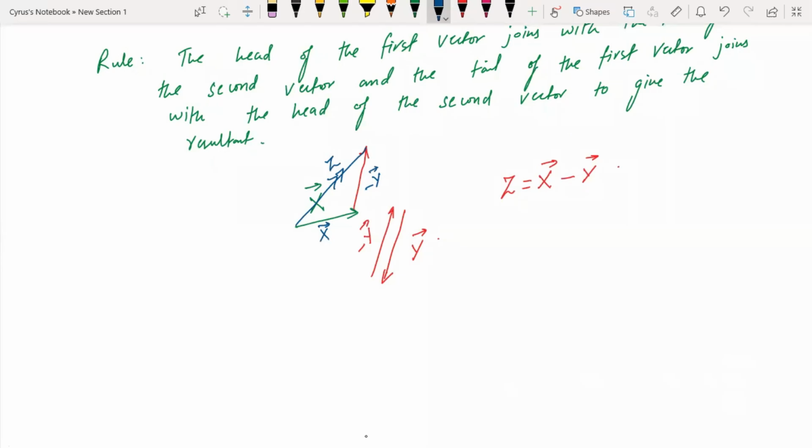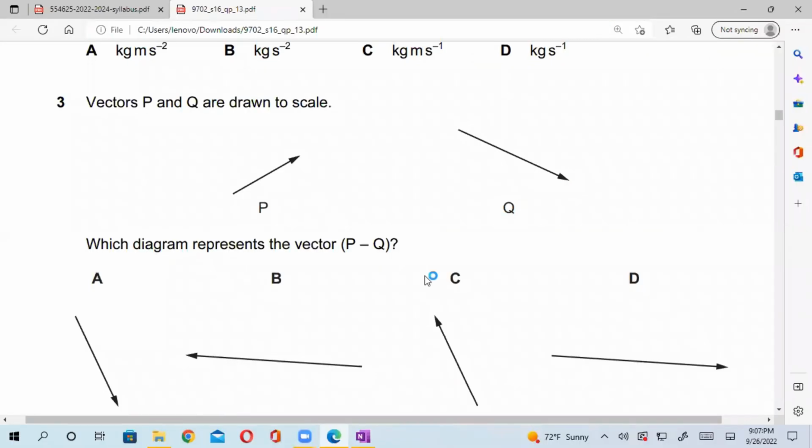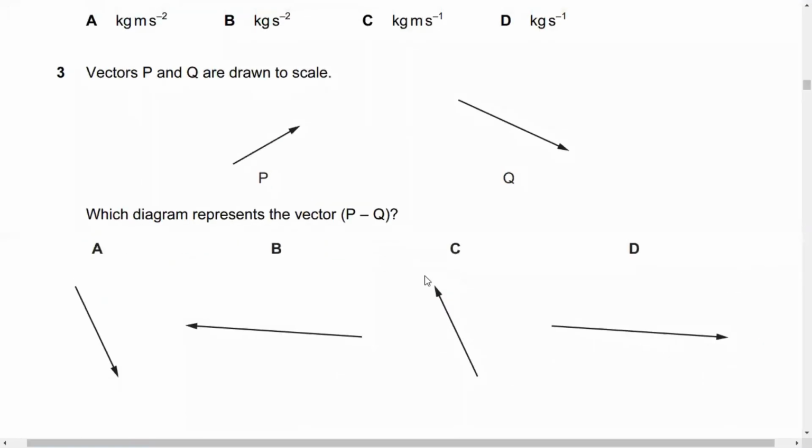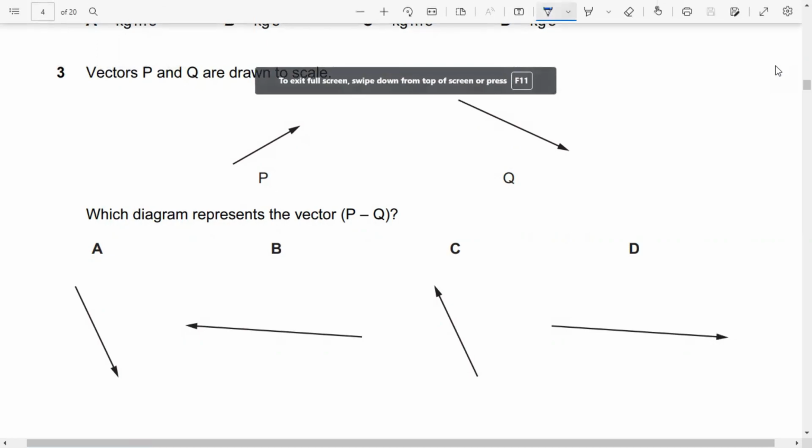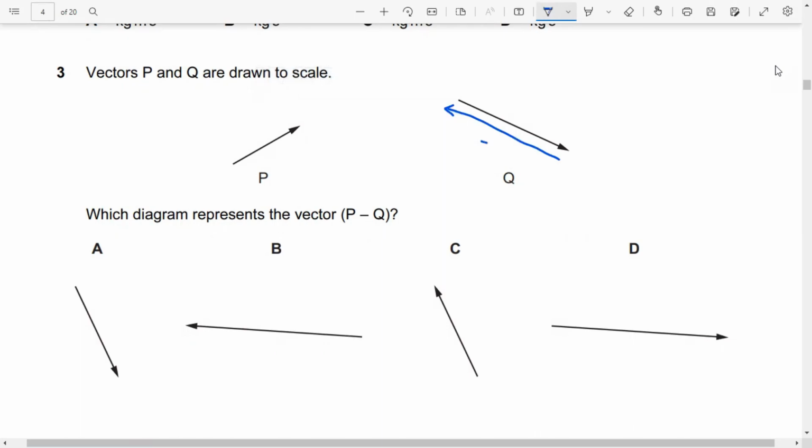Let us do a question. अच्छा जी, so if you see here, this is a question from summer 16 paper 1-3. They have given you vectors p and q. You have to represent the vector p minus q. What will you do here? You will invert q. Very good. This is going to be minus q, and then you'll apply what?